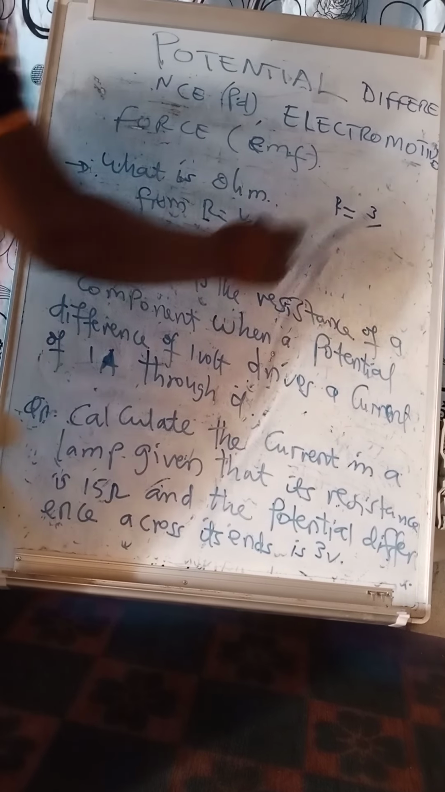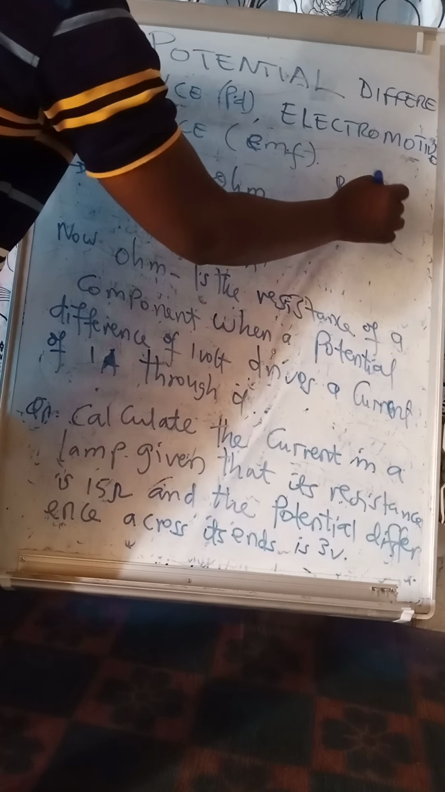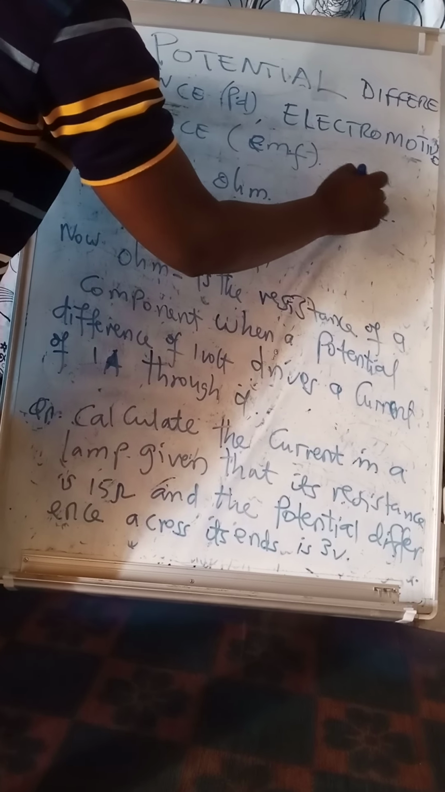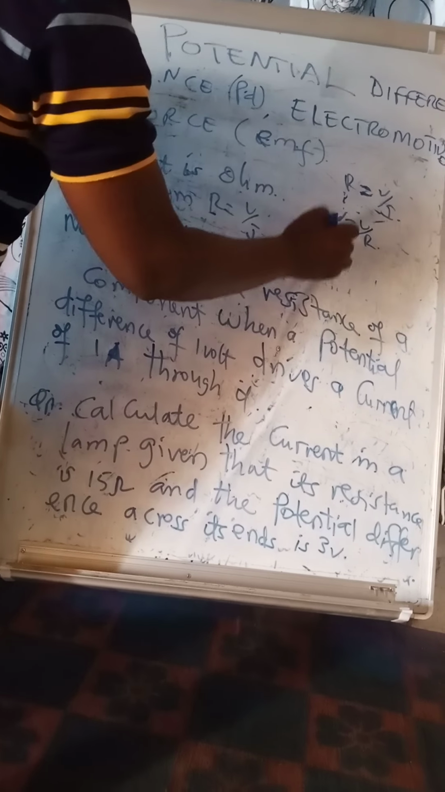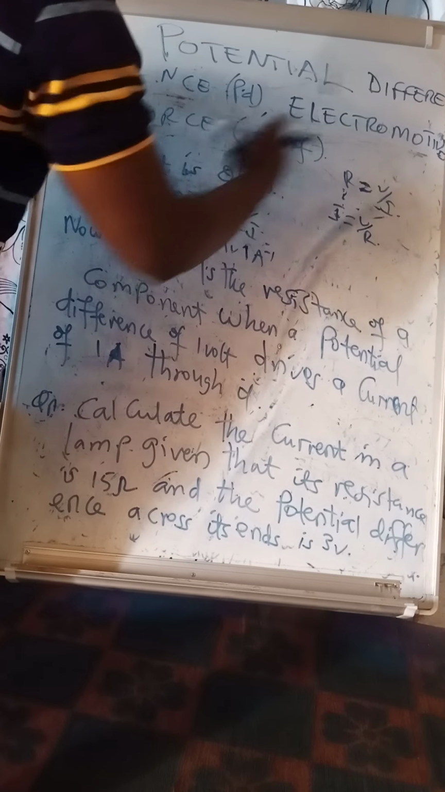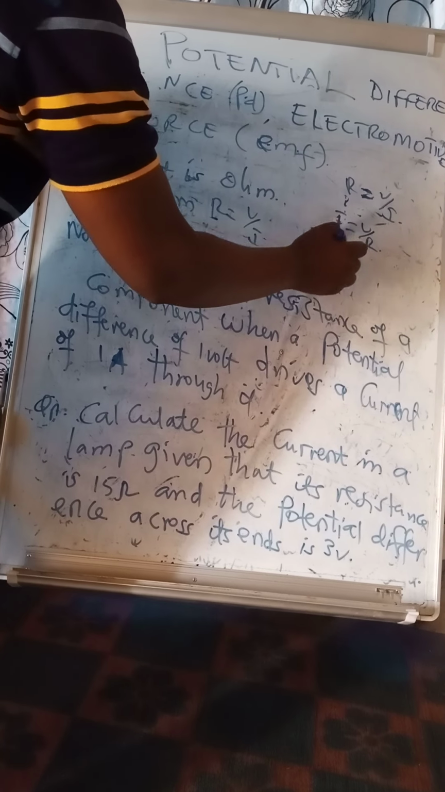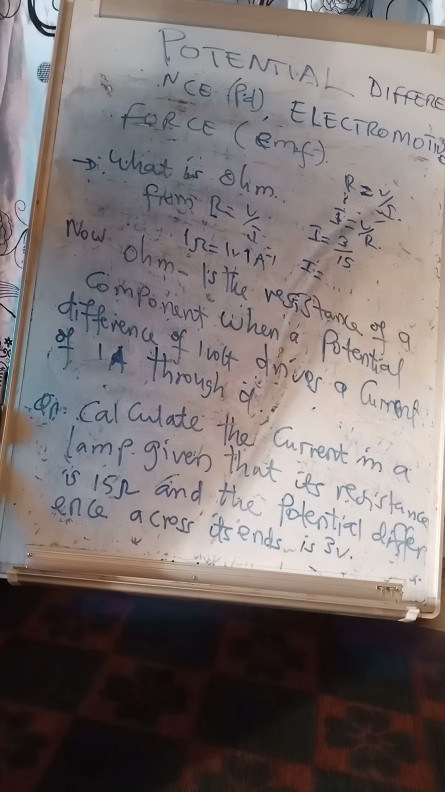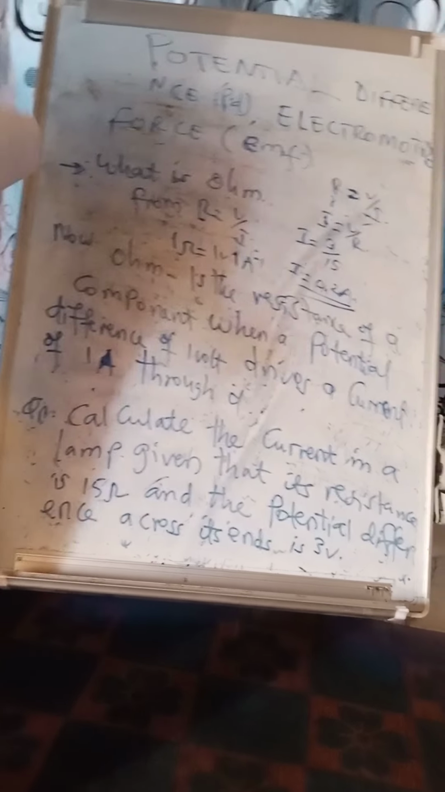How to find the current? It is R equals V over I. Now I will be equal to V over R. V is 3, R is 15. So current here will be equal to 0.2 ampere.